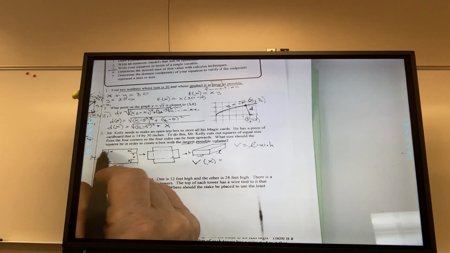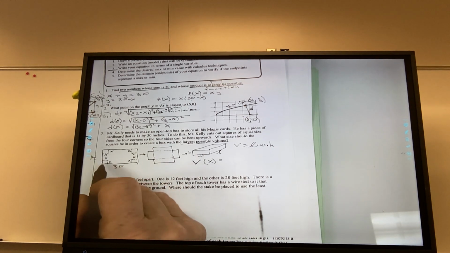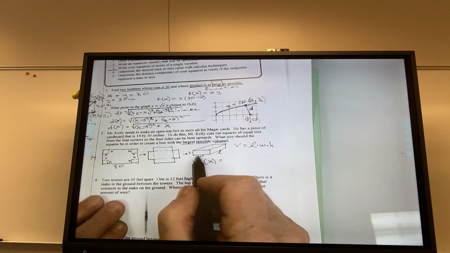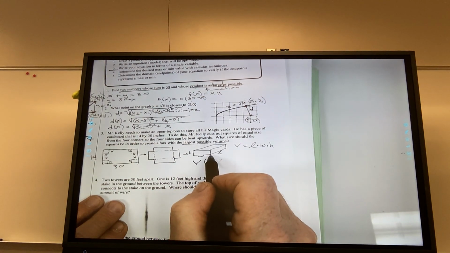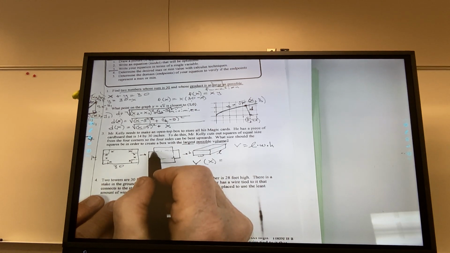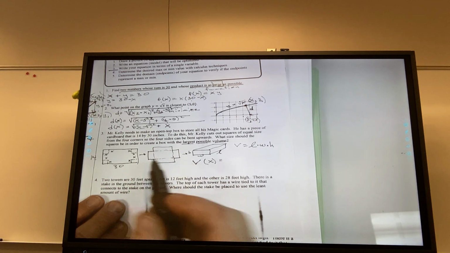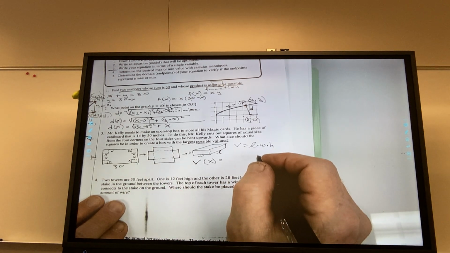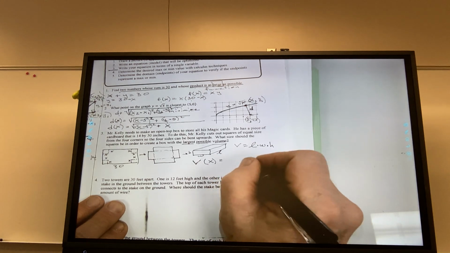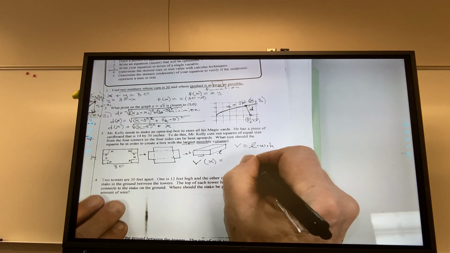My rectangle was 14 for a width, correct? Here's my width right here. Is it 14 now? Why not? Because you took little pieces off the side of it. I took off how much off of this side? X. And what about this side? X. So what's my width? 14 minus 2x, and I'm gonna write that right in the middle.